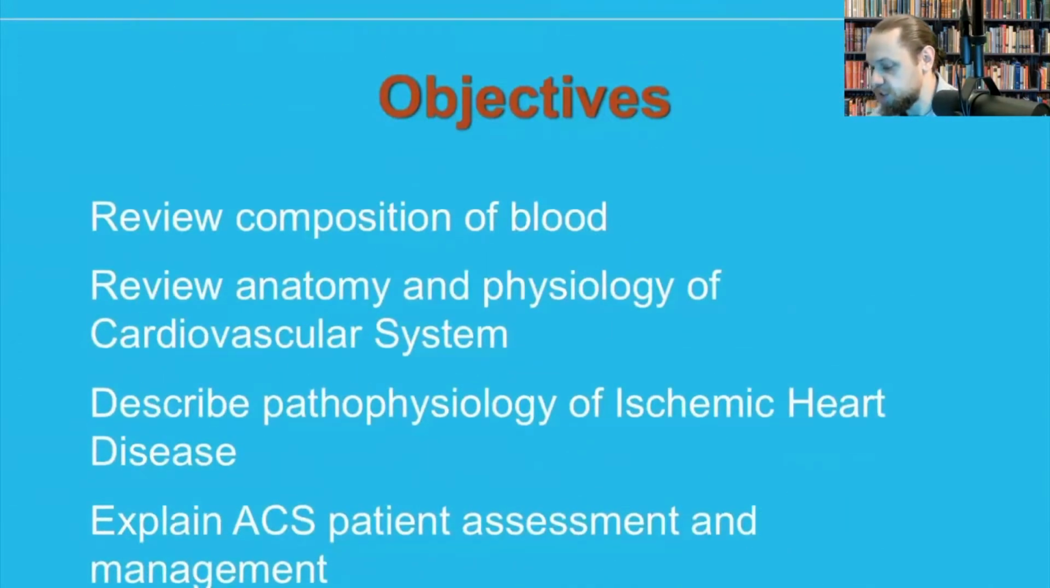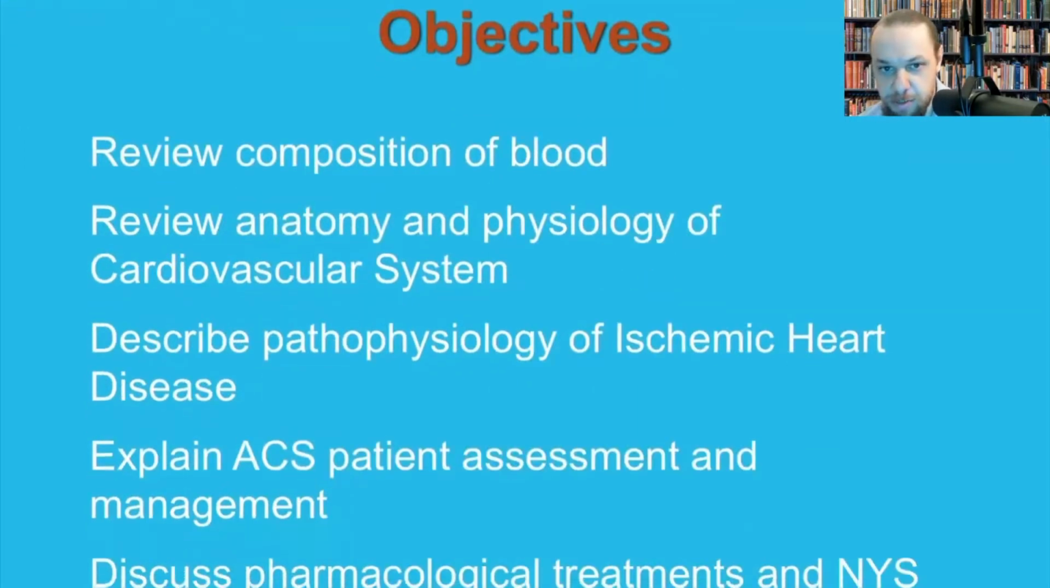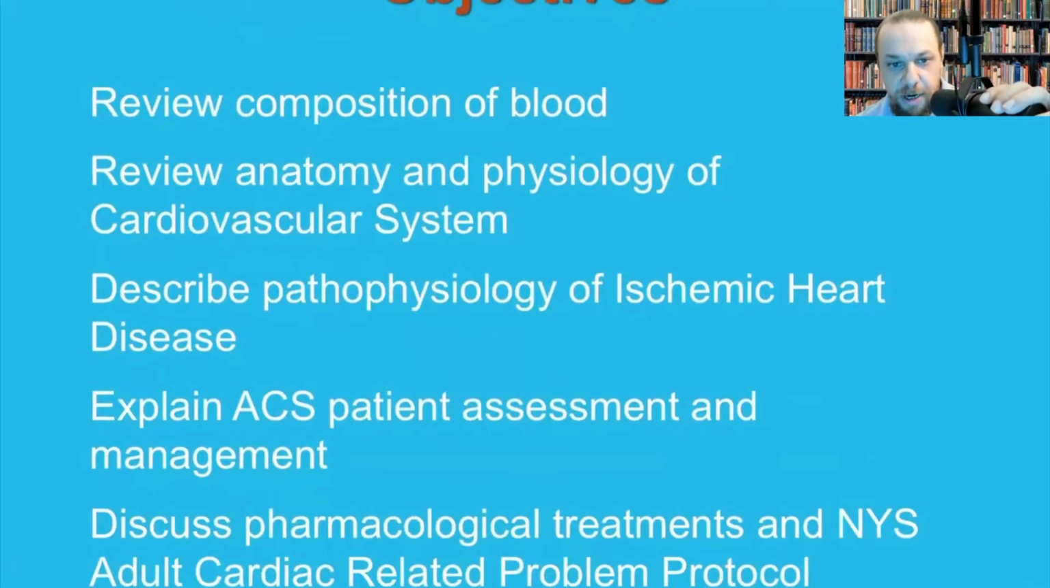So some of the objectives that we'll discuss, right? We're going to review the composition of blood as it pertains to the cardiac chapter. Especially, we're going to talk about red blood cells. We're going to talk about platelets, right? When they make the platelet plug. We're going to talk about anatomy and physiology of the cardiovascular system. Very important. We're going to go through how the blood flows through the heart and how it goes to the lungs, how it goes to the body. It's very important to know all the valves, right? I will take my time to go through it. And it's very important to know all the major arteries of the cardiovascular system.